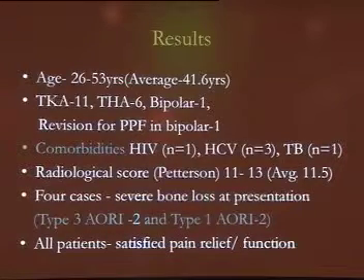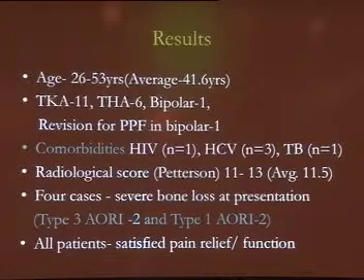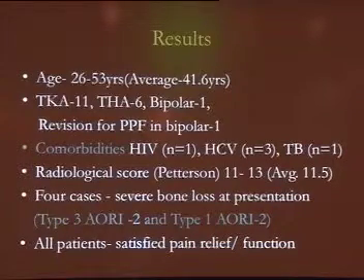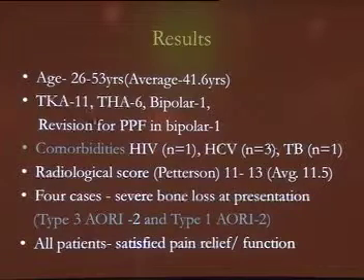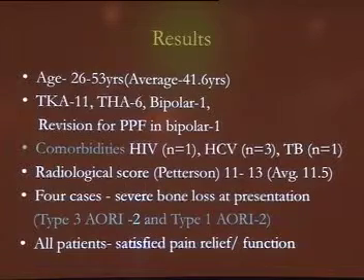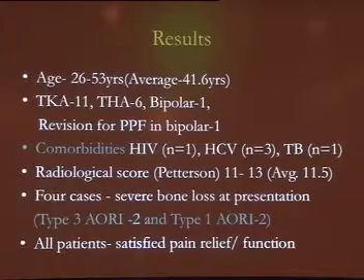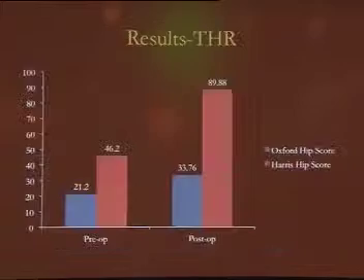These are medical comorbidities associated with the patients. One had HIV, three had hepatitis C, and one had drug-resistant tuberculosis. The radiological score using Patterson criteria averaged 11.5, with four cases presenting a revision-like situation because of severe bone loss, like type 3 AORI in two and type 1 in two cases, by the Anderson Orthopaedic Research Institute classification. All patients were satisfied with pain relief and function.